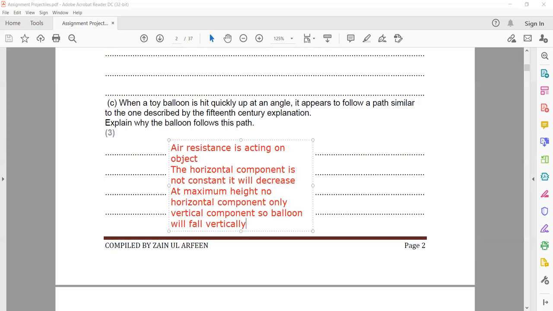Is it clear about the motion which is described in the 15th century about the balloon? Basically, when this balloon is launched, it has horizontal and vertical components, but the horizontal component continues to decrease, and the vertical component is also decreasing because it is decelerating. But when it reaches a maximum height, only gravity is acting, and because of this gravitational pull, it will come down.